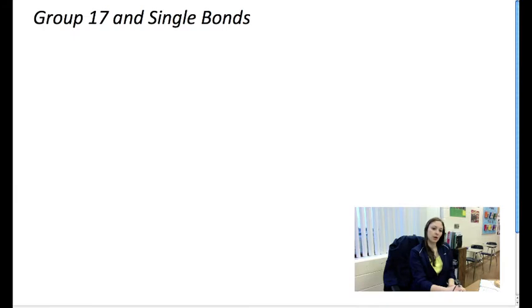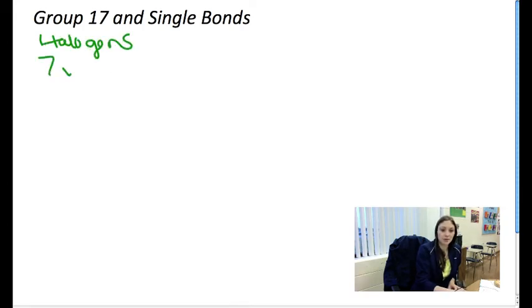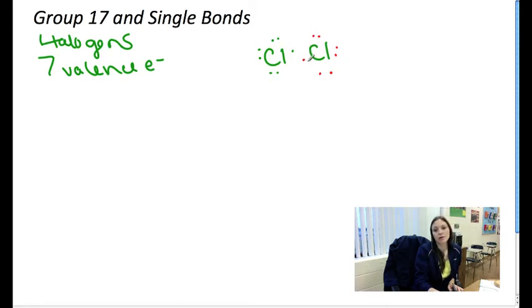So let's look at how many covalent bonds things form based on the group they're in. Well, group 17, those are my halogens. Okay, these have 7 valence electrons. So they're going to form 1 bond between them. So if I look at a chlorine, it has 7. It wants to bond with itself. This chlorine has 7. So if they share these 2 in the middle, now I have a single covalent bond. So it's going to be chlorine dash chlorine.